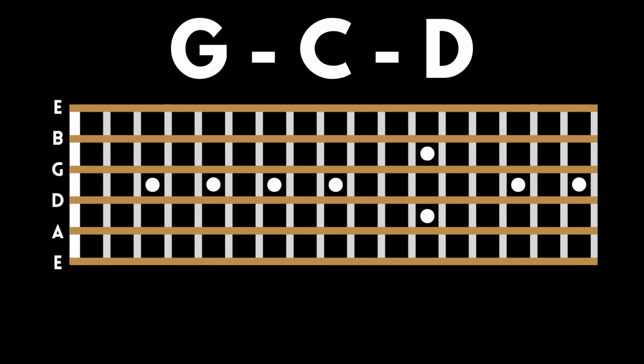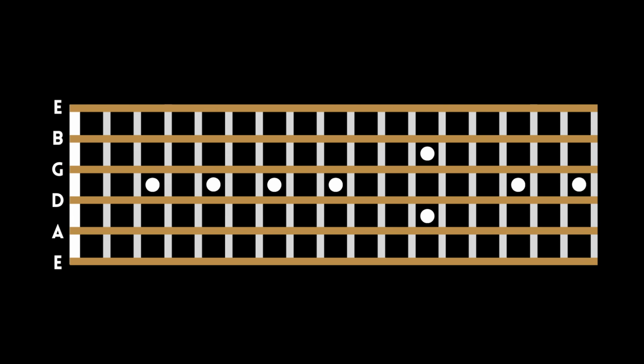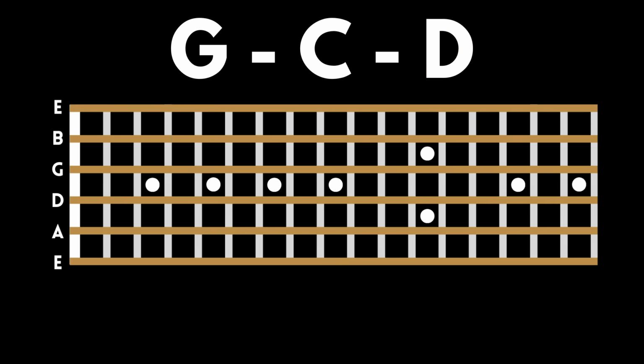If I ask you to play the chords G, C, and D, or in other words, a 1-4-5 progression in the key of G, most of you would probably have no problem with this and grab the standard open G, C, and D chords. What if I asked you to play these same chords somewhere else on the fretboard?